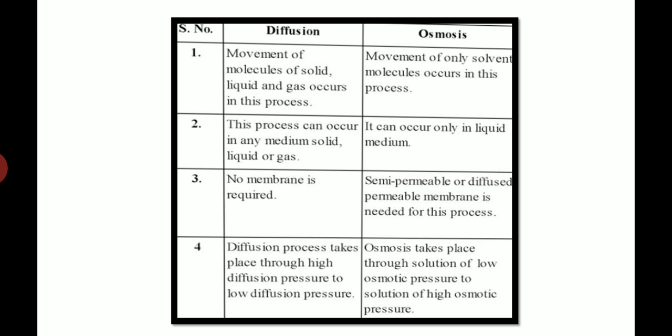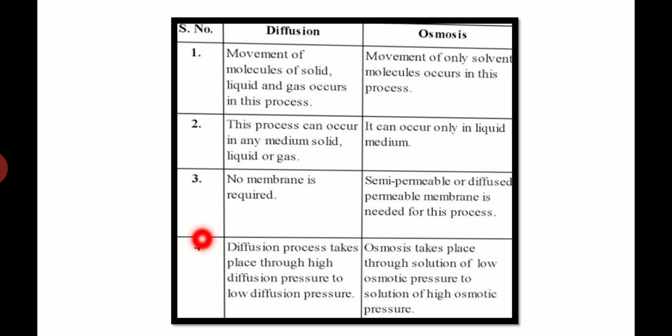And lastly, I would like to state the difference between diffusion and osmosis. In my last video, I have already told you about diffusion. So now you will be able to know the difference between diffusion and osmosis. See, diffusion is what? The movement of all three states of matter, the solids, liquids and gases. But osmosis is the movement of only the solvent molecules. So osmosis occurs only in the liquid medium, only in the watery medium. But diffusion can occur in all three mediums, solid, liquid or gas, because it denotes the movement of solid, liquid or gas. In diffusion, there is no requirement of any membrane, but in osmosis, a semi-permeable membrane is required. Otherwise, osmosis will not occur.